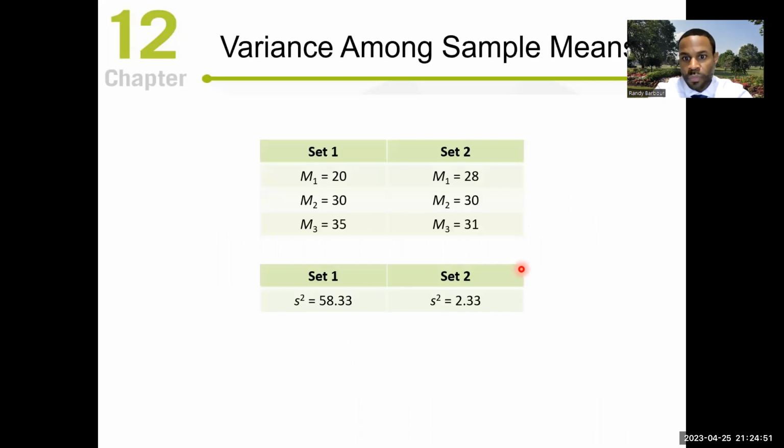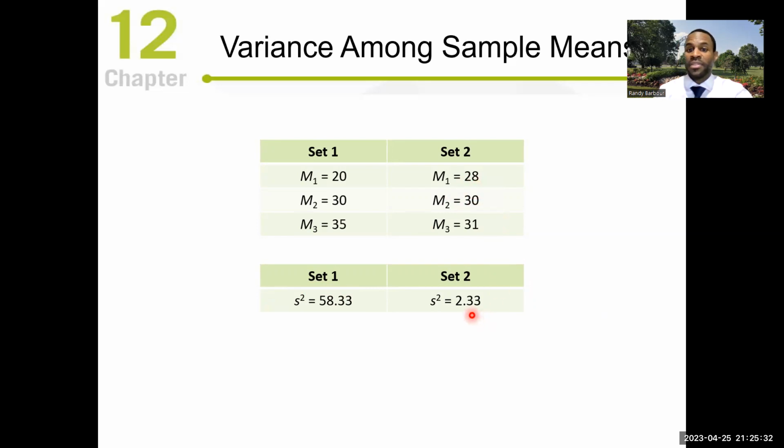Okay. So here's just an example of what we have for the first set. This is variance among sample means. As you can see, for the example we just mentioned in set one, mean 1 is 20, mean 2 is 30, and mean 3 is 35. And also look at the variance for set 1. The variance is 58.33. Okay, let's take set two. In set two, you have means of 20, 28, 30, and 31 respectively, with a variance of 2.33.